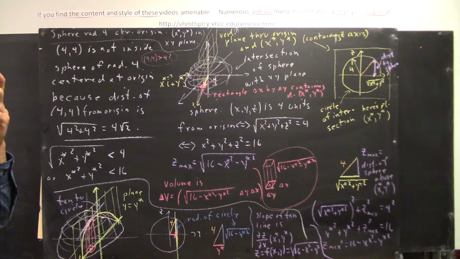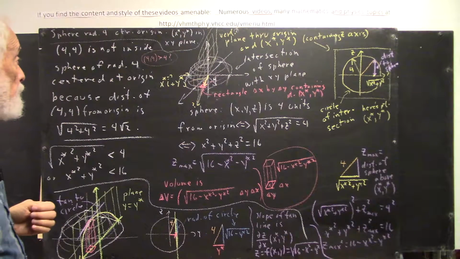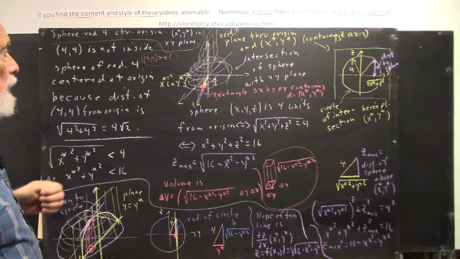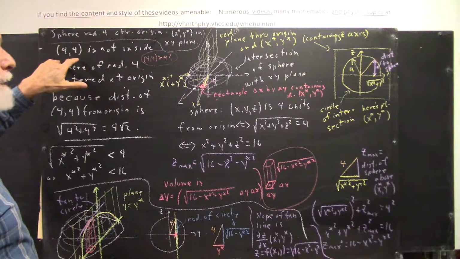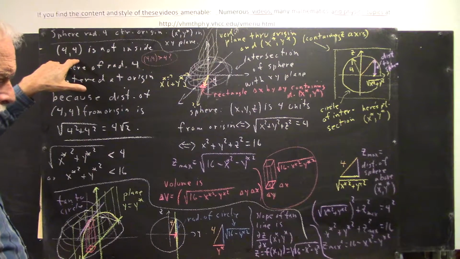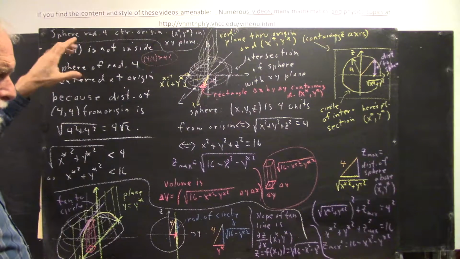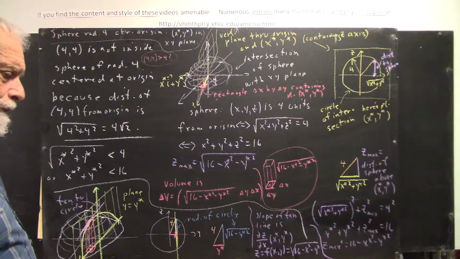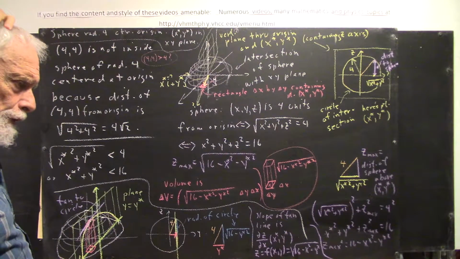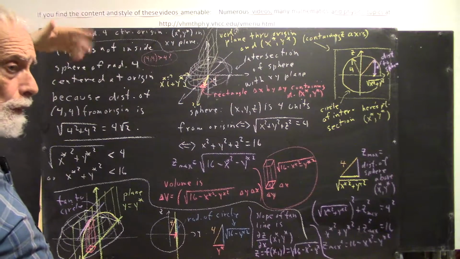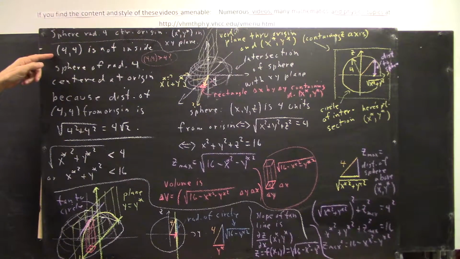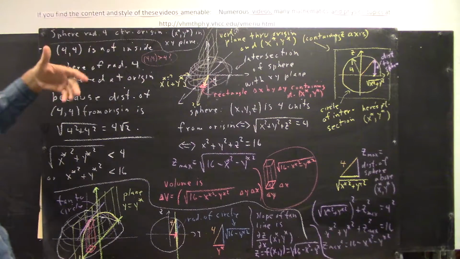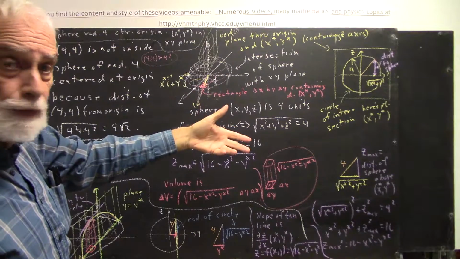Some of the suggestions I got, one was something about (4, 4), okay? It's a little bit vague, but the assertion seemed to be that the point (4, 4) would be inside the sphere. And that's not the case. The point (4, 4) isn't inside the sphere.